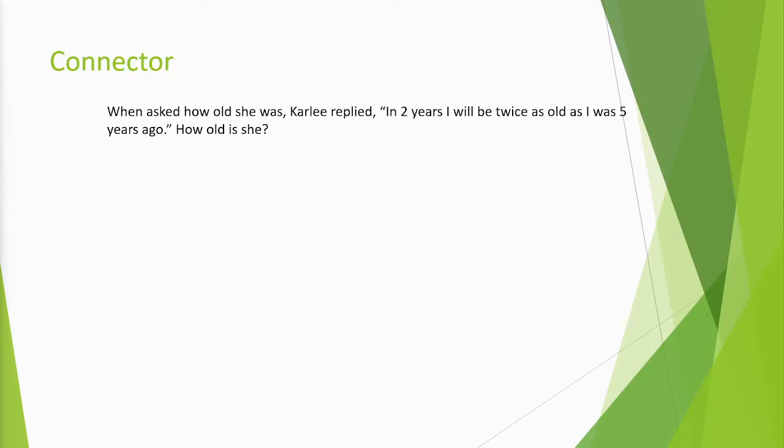If we choose x to be Carly's current age, we can write this as an equation of x plus 2, because she first says in 2 years, and then we can write the other side of the equation, 2 outside of x minus 5, because she says she will be twice as old, that's our multiplied by 2 out the front, as I was 5 years ago, so that's the minus 5.